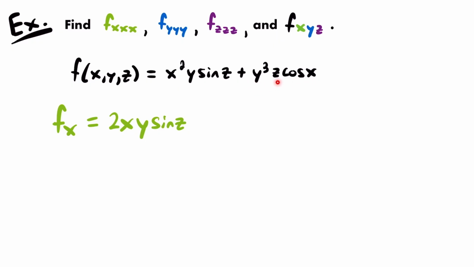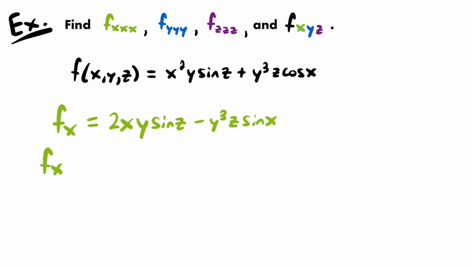So keep everything else the same. y cubed and z are just the coefficient of cosine. So our derivative here will be negative y cubed times z times sine x. Okay, I just put that negative out front rather than keeping it with the sine. And so that would be f sub x. That's the first partial derivative with respect to x. But now let's take the partial derivative with respect to x again.